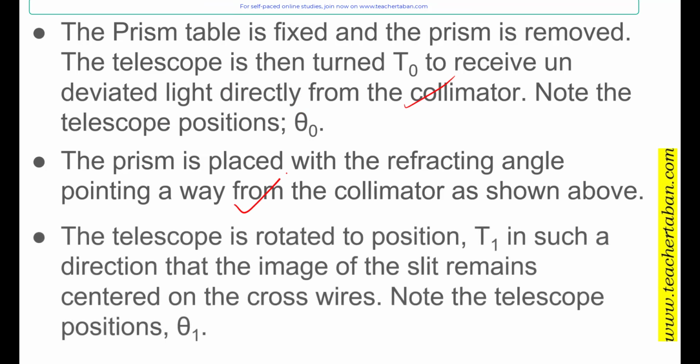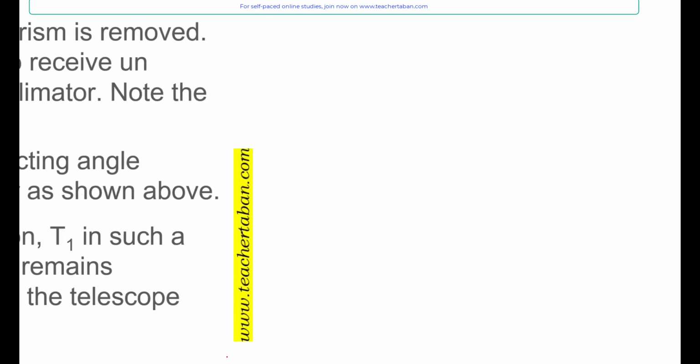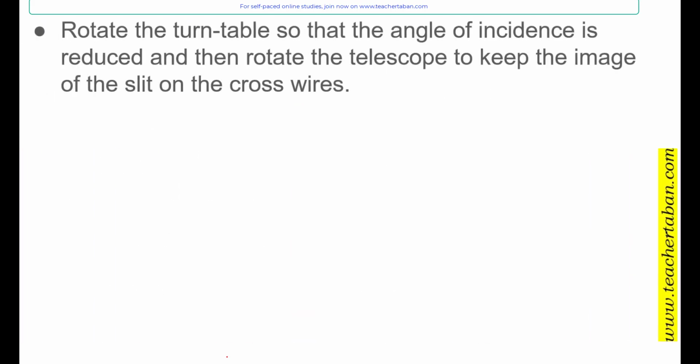And then the telescope is rotated to a position T1 in such a direction that the image of the slit remains centered on the cross wires. So take note of the telescope position θ1. Then rotate the turntable so that the angle of incidence is reduced, and then rotate the telescope to keep the image of the slit on the cross wires. In this case, it means that you're turning both of them, the table and the telescope, so that the image remains on the cross wires.